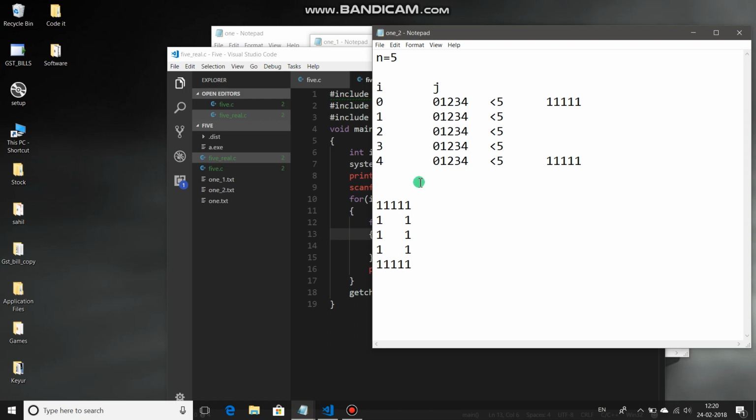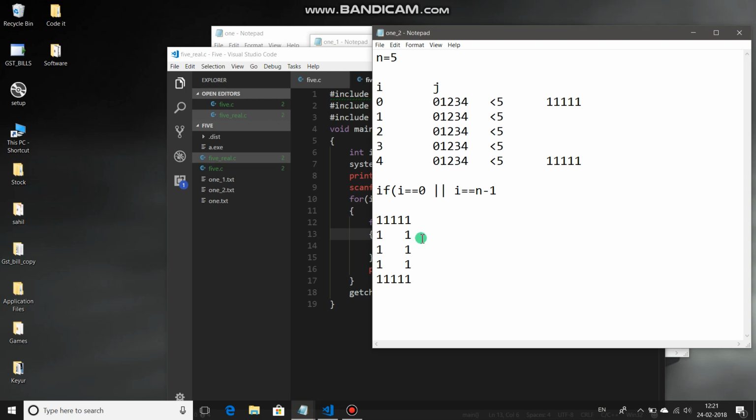So it simply says that if i equals to 0 or i equals to n minus 1, that is 4 is n minus 1, you need to print 1. Okay, so now you have the horizontal line above, that is you got this. Similarly, you got the horizontal line at the bottom. Now the thing is, you need to find this 1 and this 1.